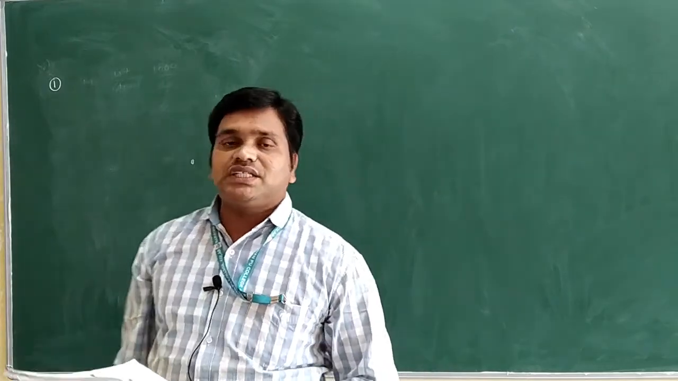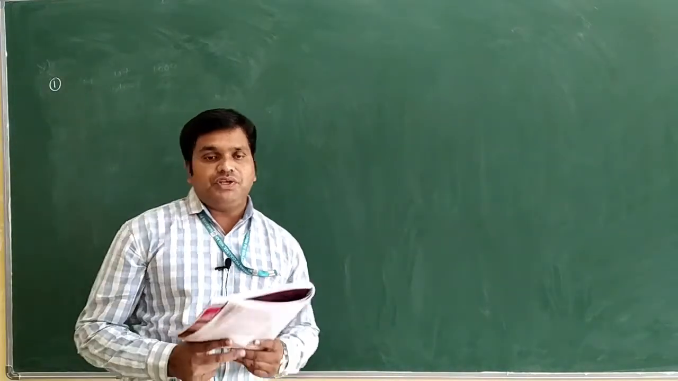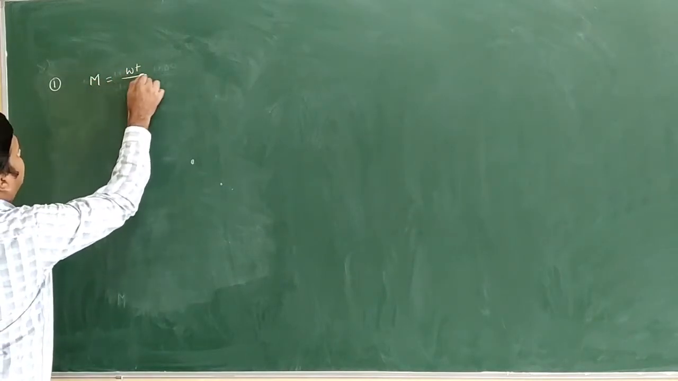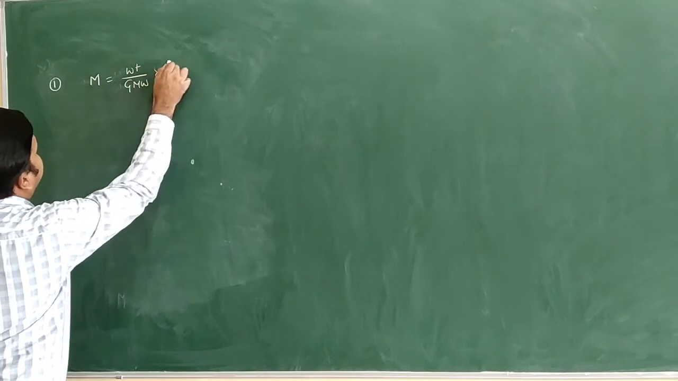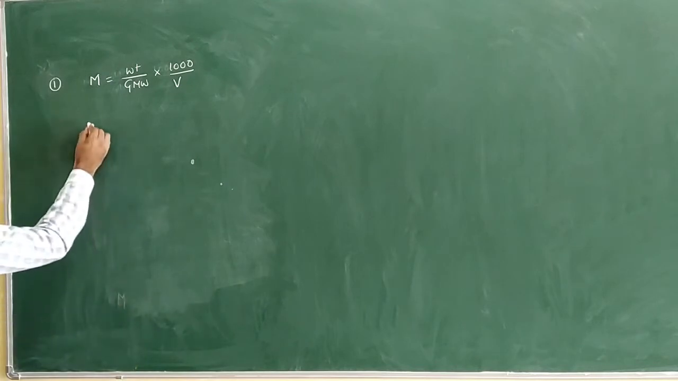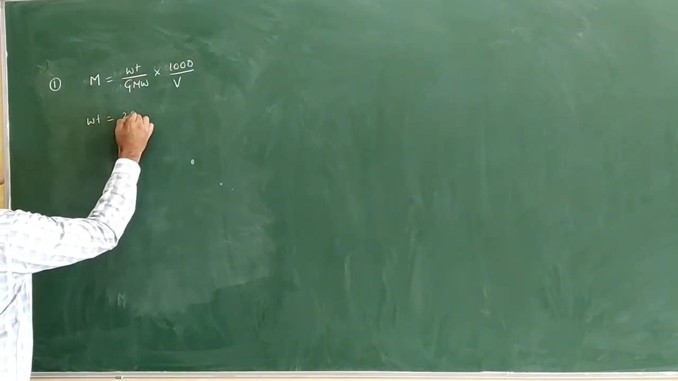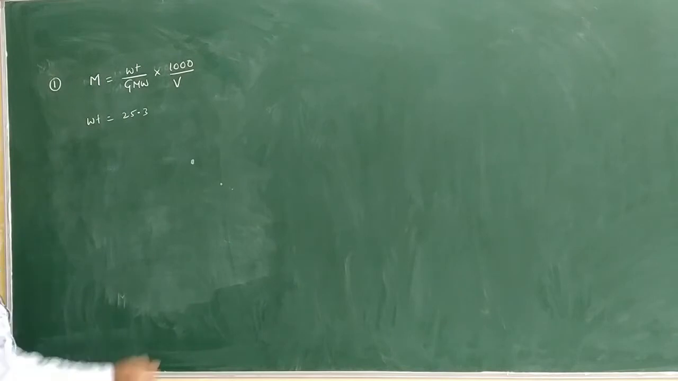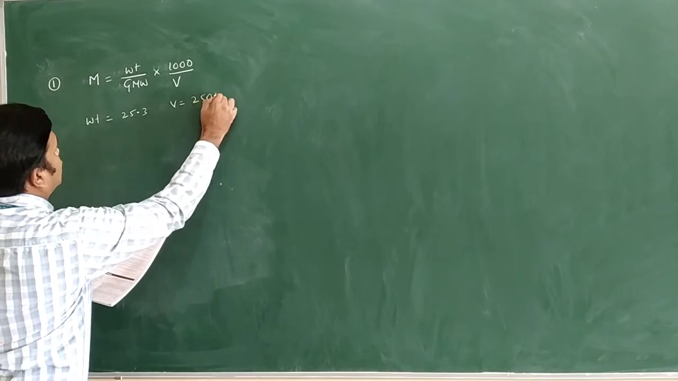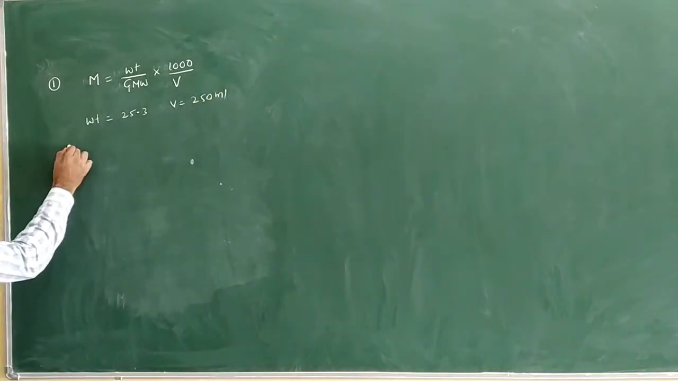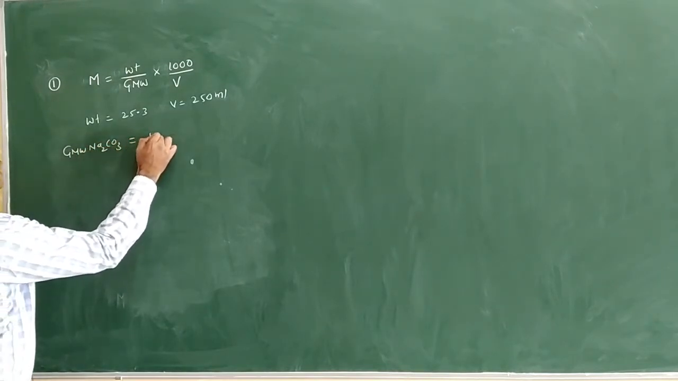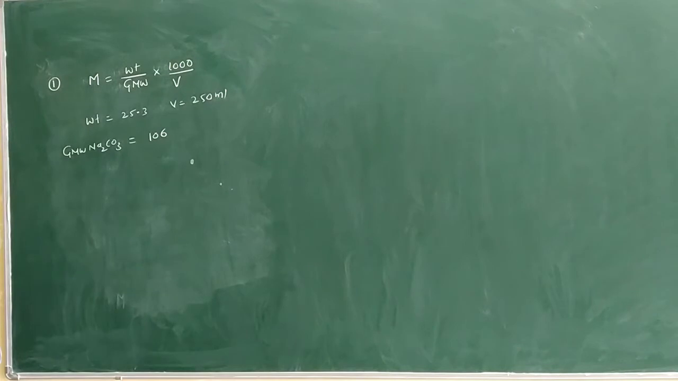So generally, for the concentration of the solution, what is the formula we are using? We are using the formula molarity. Molarity M is equal to weight by gram molecular weight into 1000 by volume. The weight of the compound sodium carbonate is given, that is 25.3, and the volume of the solution is given, 250 ml. Now what is the gram molecular weight of sodium carbonate? You will get 106.